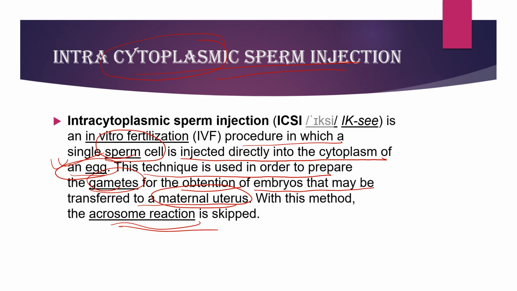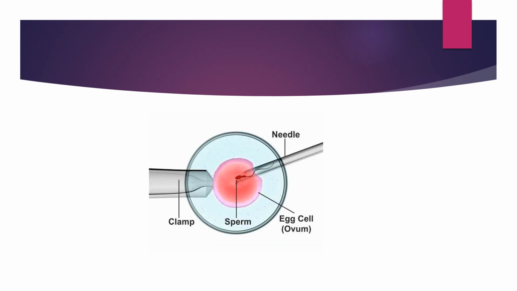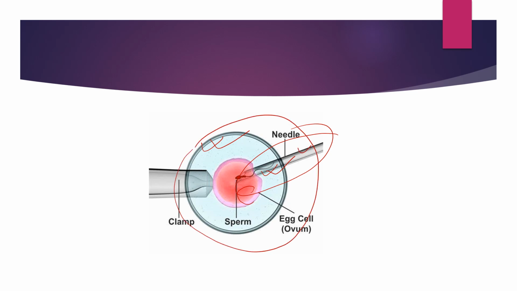So let us see what the diagram is showing. You can see here inside this hollow needle, we have a single sperm which is being inserted into the egg cell. The egg cell is in the petri dish, and the sperm within the hollow needle is inserted inside the egg. So this is the intracytoplasmic sperm injection. This is what is happening here.